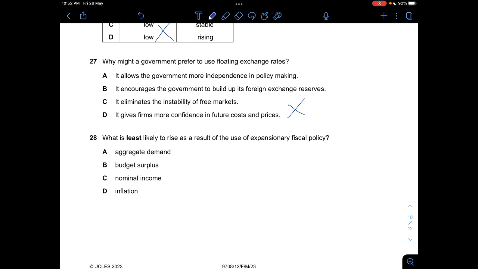So yes, it does allow the government more independence rather than having a fixed exchange rate. B is not exactly correct. In this case here, the best and the closest, the more accurate answer will be A.